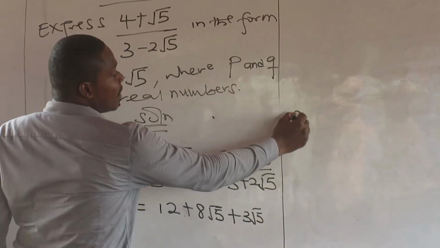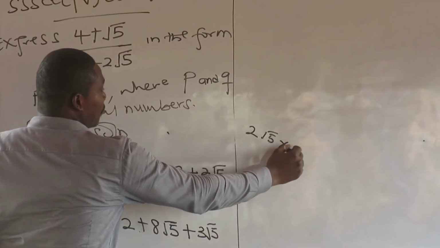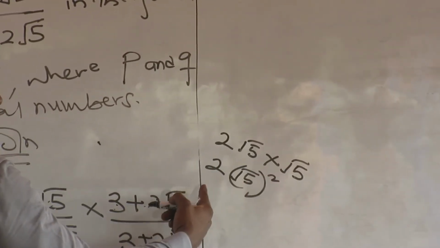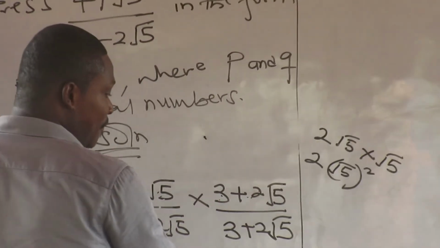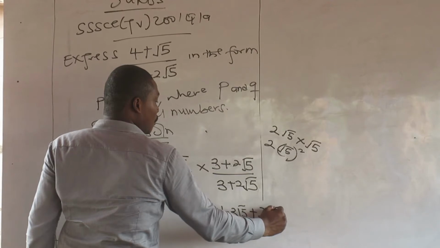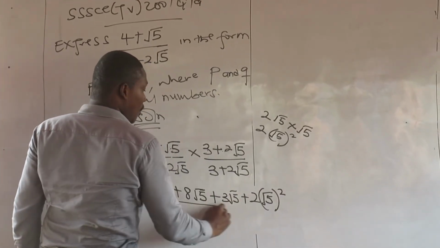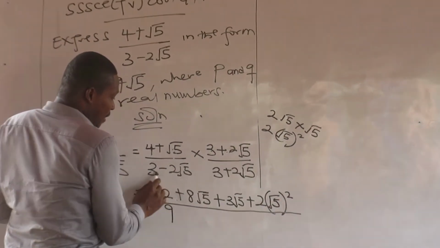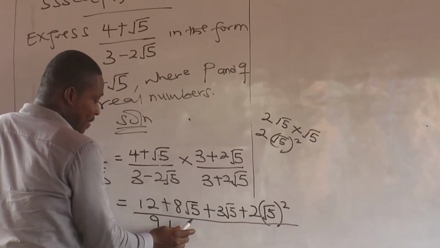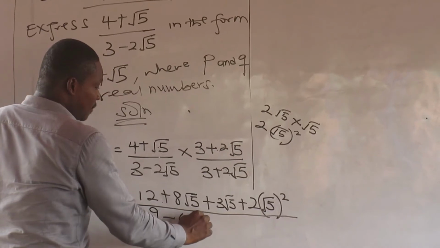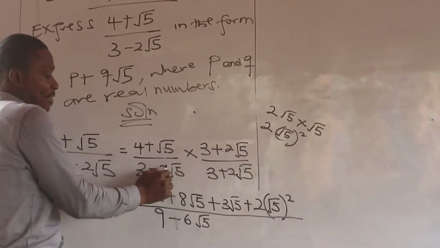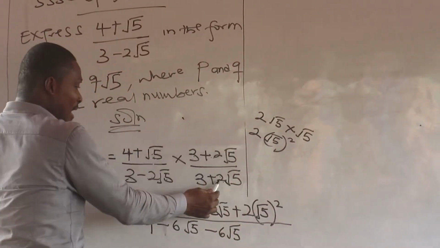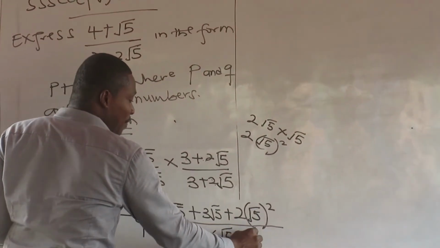Now root 5 by 2 root 5. If you're not so sure of yourself, this is how it looks: 2 root 5 by root 5. This is outside, it remains outside. Root 5 and root 5 double up, right? So root 5 by 2 root 5 will give me 2 root 5 all squared, all over. Now 3 by 3, 9. 3 by this, that's outside, that is 6 root 5. Now minus 2 root 5 by 3 gives me minus 6 root 5. Now minus 2 root 5 by 2 root 5, outside 4, root 5 all double up.